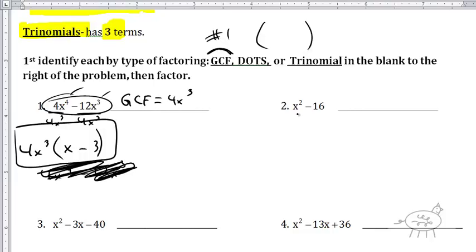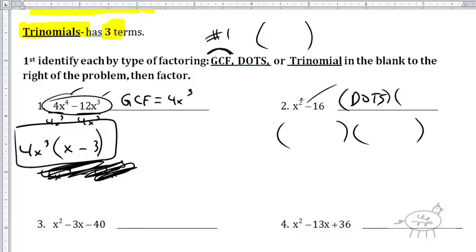Number 2. There's no greatest common factor, but I see an x squared and I see a 16. I see there are 2 perfect squares, and I see a minus sign between them. There are 2 terms. It's a difference of 2 squares. So remember, you take the square root. Basically what you do is you take the square root of x squared.